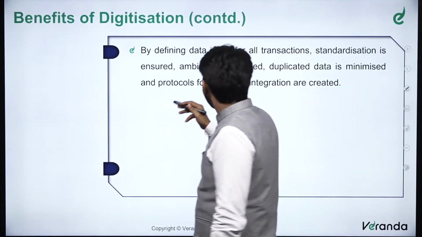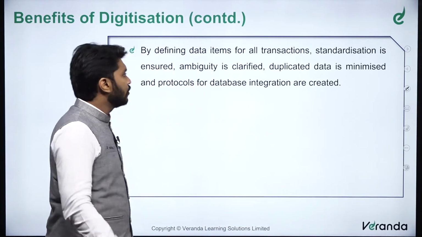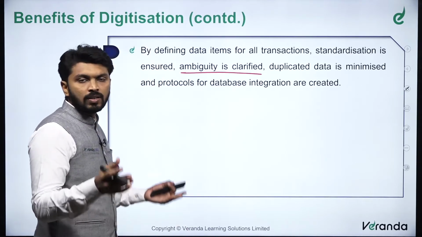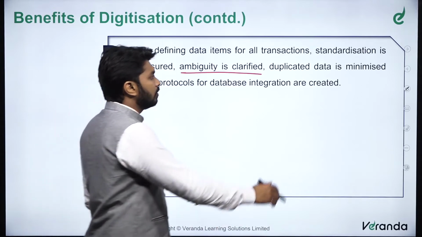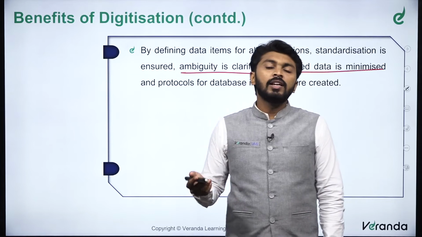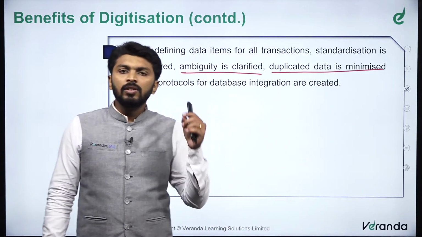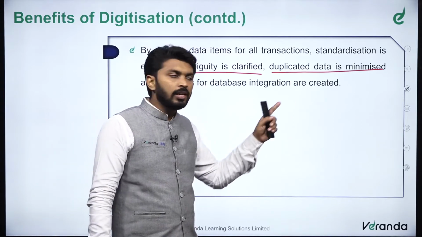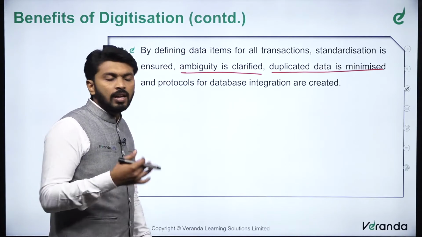And by defining data items for all transactions, standardization is ensured, ambiguity is clarified, everything will be crystal clear. Duplicated data is minimized. This one is important because during manual data entry, data duplication is possible. Double entry is possible. It will lead to some confusions while auditing. So this can be eliminated in case of digitization, and protocols for database integrations are created.